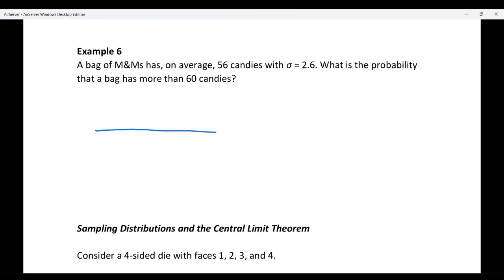We are going to take our curve. In this case, we have a mean of 56, standard deviation of 2.6. So here's 56. And this time, basically, it's what is the probability that a bag has more than 60 candies, okay? So these numbers in this data set would represent how many candies are in a bag. So on average, 56 candies in a bag, 60 or more is what we're looking for. So when we find that value, that's going to be the probability.